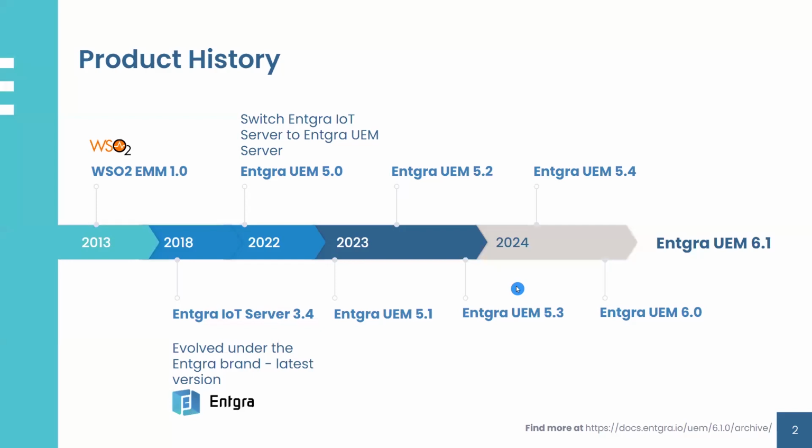Alright, so let's start with a quick recap of the entire product history. We started back in 2013 at WSO2, and in 2018 we rebranded the product to Entgra IoT Server. After several releases, in 2022 we changed the product name again from Entgra IoT Server to Entgra UEM Server with notable enhancements and changes. Since Entgra UEM 5.0, we've had a bunch of updates, and now we are at Entgra UEM 6.1.